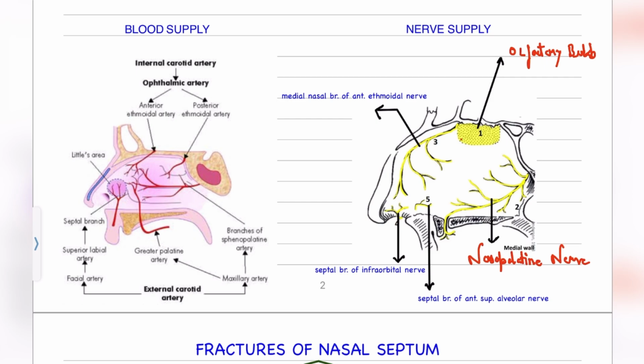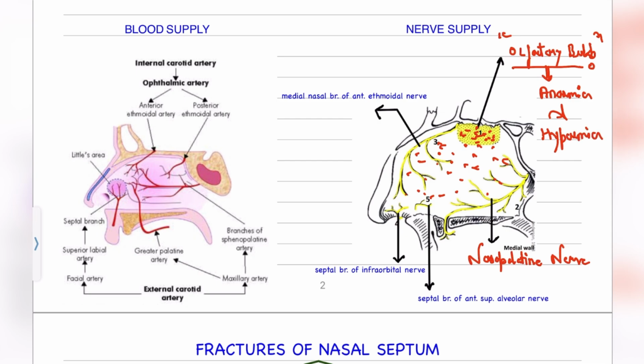So as you guys could see, the olfactory bulb is present on the medial wall, that is the nasal septum. Any chronic pathology of the nasal septum will affect the nerves as well. Thus, in any chronic pathology of the nasal septum, the olfactory bulb will also be affected, leading to conditions like anosmia as well as hyposmia. All right, that's a mini concept that you guys have to remember. Okay, so the nerves include olfactory bulb, nasopalatine nerve, septal branch of infraorbital and anterior superior alveolar nerve. Then we have medial nasal branch of the anterior ethmoidal nerve.